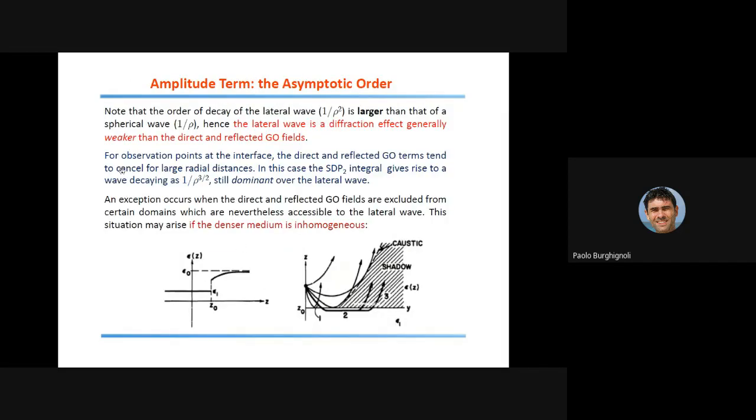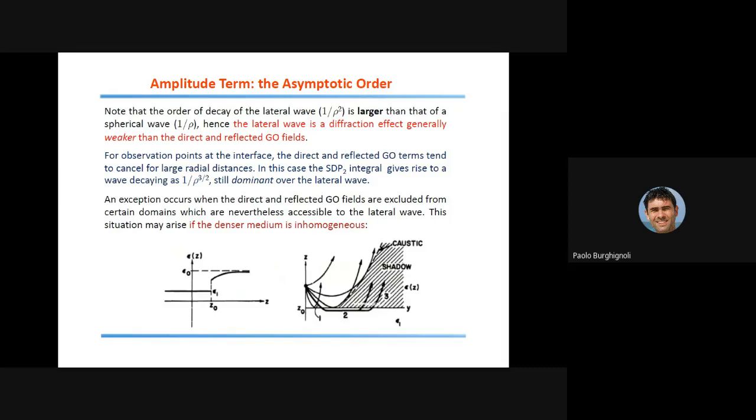It's also interesting to observe the behavior of the lateral wave as concerns the amplitude. As we saw, the order of decay of the lateral wave is 1 over rho squared. Now, this is larger than that of a spherical wave, which goes instead like the inverse distance, 1 over rho. Hence, the lateral wave can be described as a diffraction effect that is weaker than the direct and reflected geometrical optics fields that are associated with spherical waves.